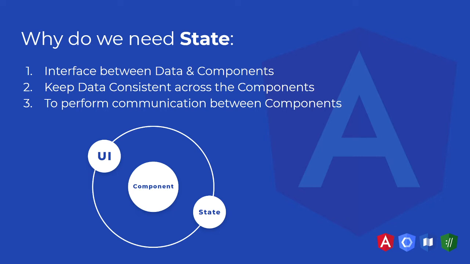The second point is to keep the data consistent across all the components, and to perform communication between the components. If you see in the picture, the component and its UI, and the state is throughout this component. Making use of state is a good practice, where each component has its separate state. This is the best example for consuming state, because every component has its own state, and the UI interacts with the state in a good way.